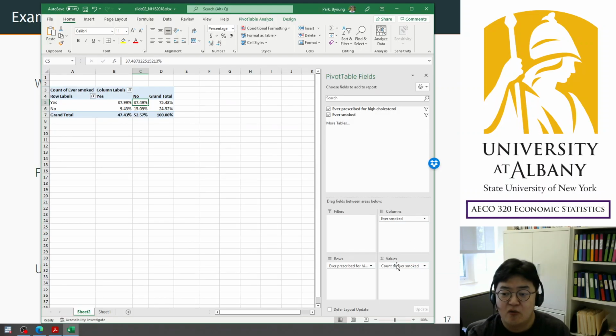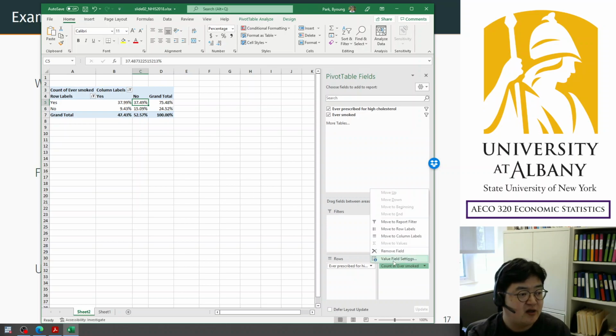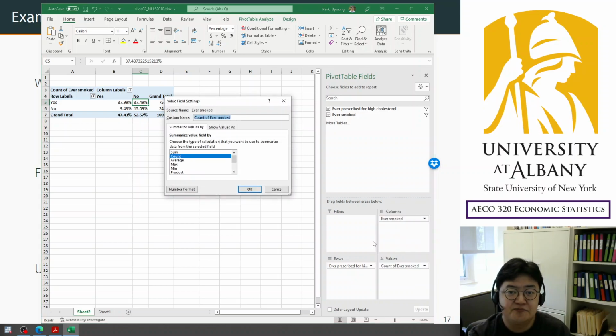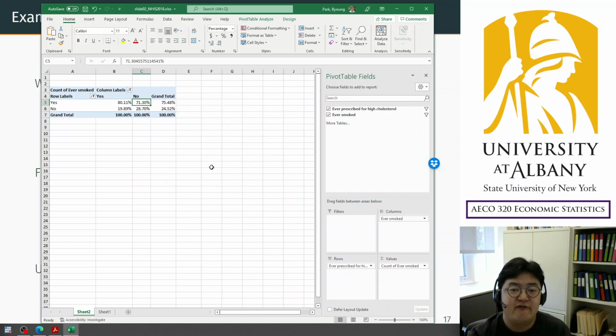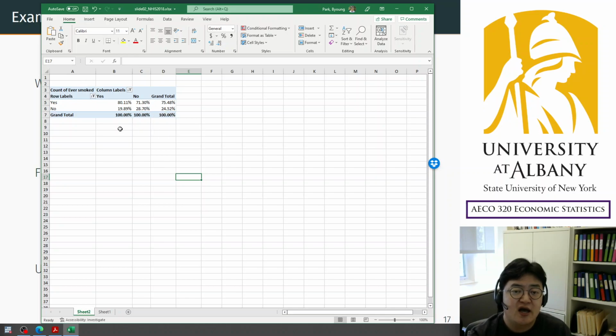The answer is we go here again, value field settings, and then click this tab. And what we are going to do is choose percentage of column total or row total. So now we are going to choose column total. Then if you choose this, we calculate probability for each column. This is exactly the conditional probability.